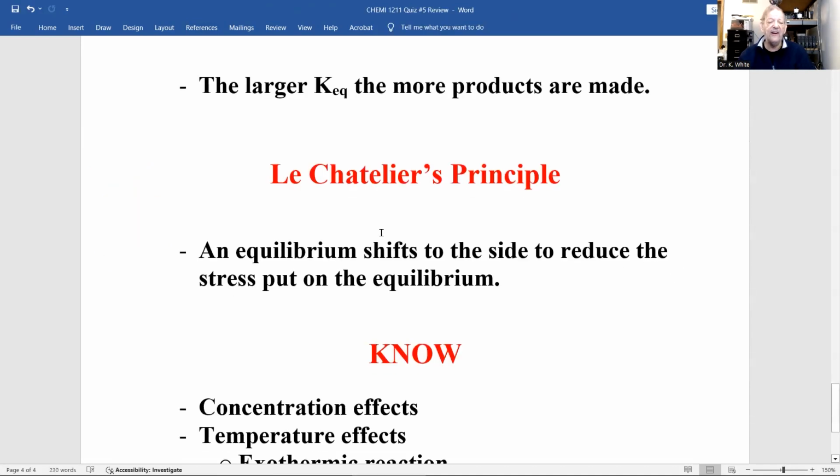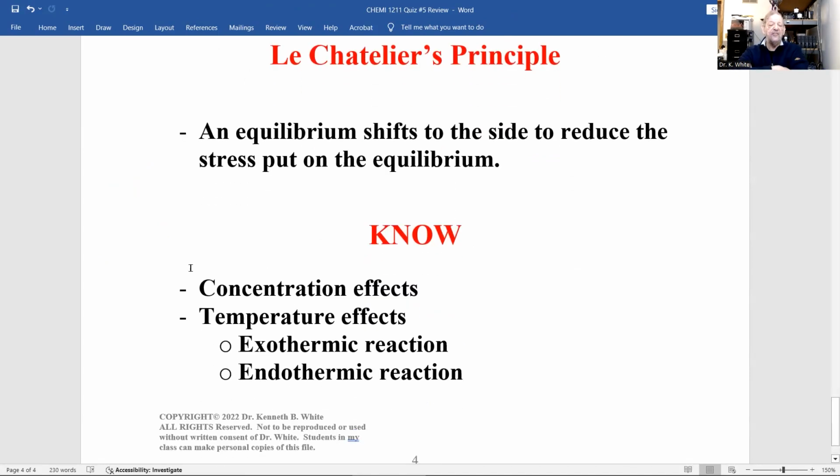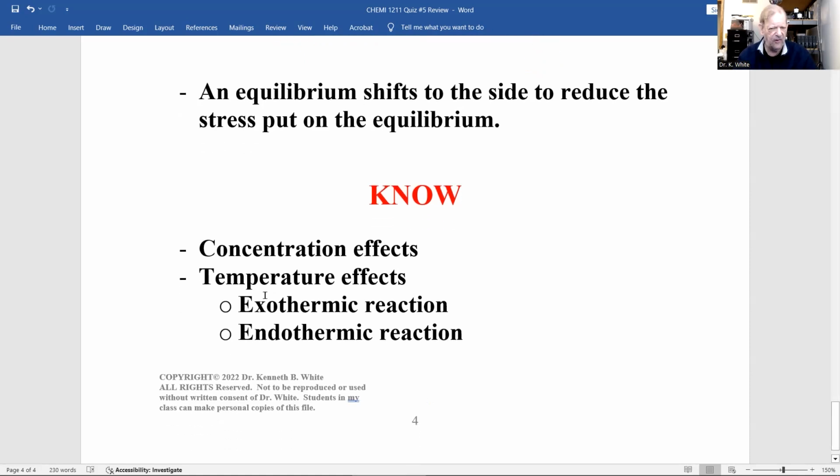Now, the next thing I talked about is Le Chatelier's principle with equilibrium. The principle, from a great French chemist, states that an equilibrium shifts to the side that reduces the stress put on the equilibrium. And you should know concentration effects and temperature effects for exothermic and endothermic reactions. What does that mean? Well, let's take a look.